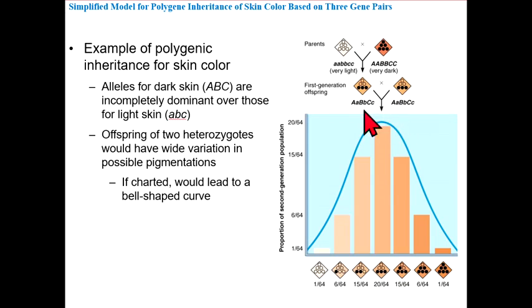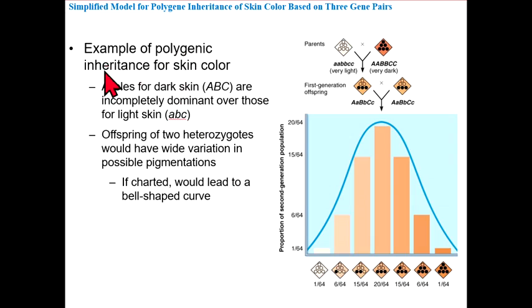Well, now this polygenic inheritance will give us all of these different possibilities, and we can see that 1 out of 64 will be very light, just like one of the grandparents. 1 out of 64 will be very dark, like one of the grandparents. And then we have all of these other possibilities in between. 6 out of 64, second from each end, 15 out of 64, third from each end, and right in the middle, the most possibility is 20 out of 64, and that gives us this bell-shaped curve here.